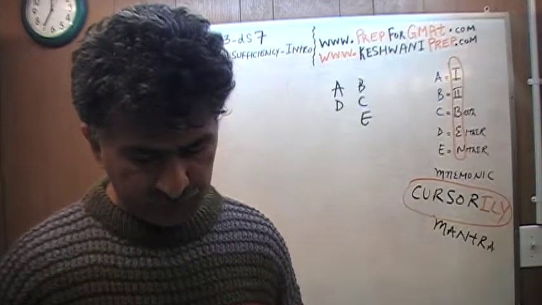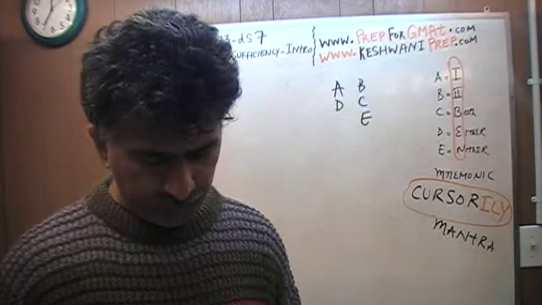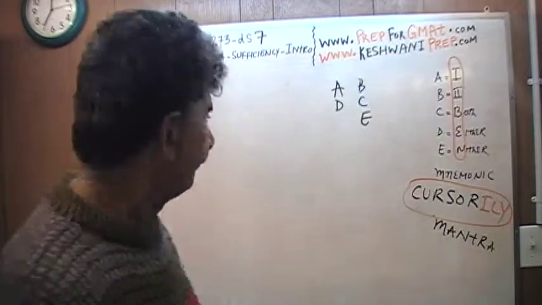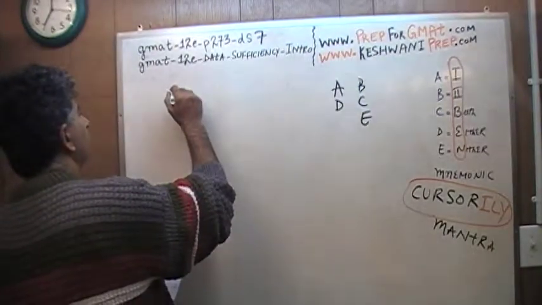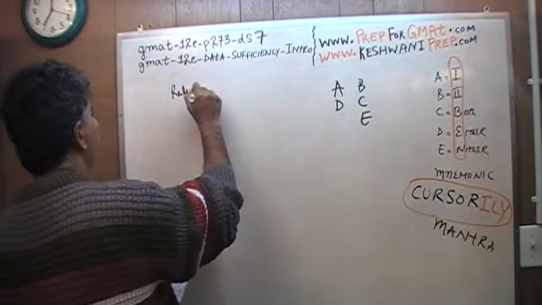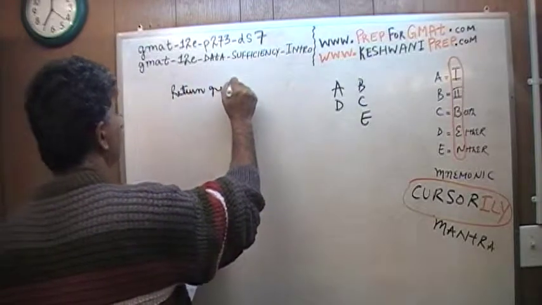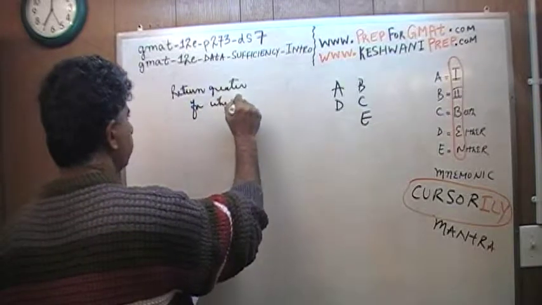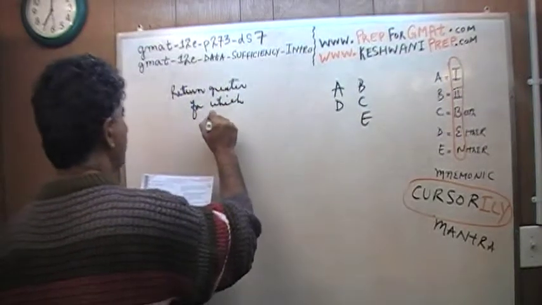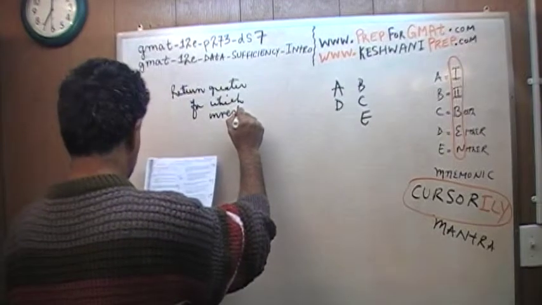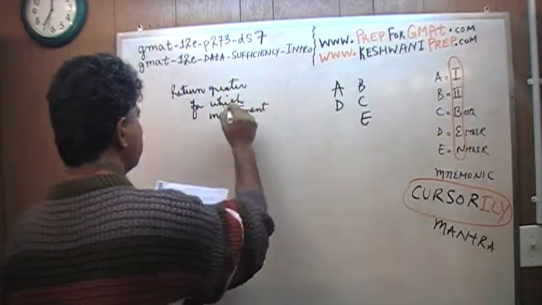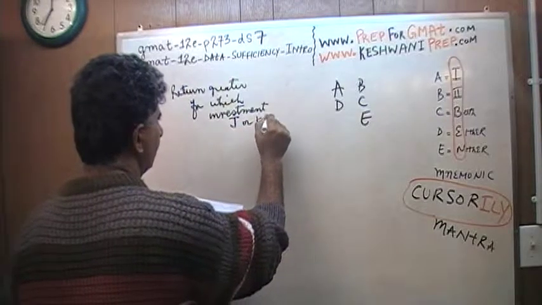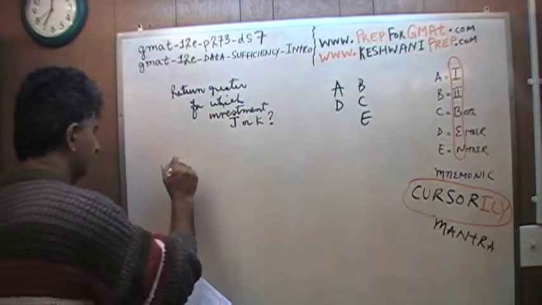It says, for which type of investment, J or K, is the annual rate of return greater? Return is greater for which type of investment, J or K? That's the question. Let's see what the first statement tells us.